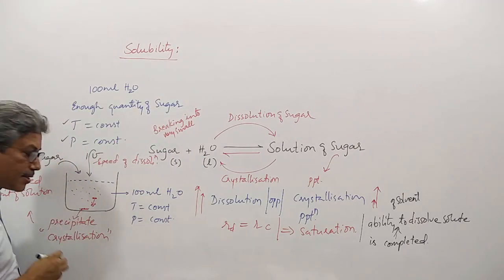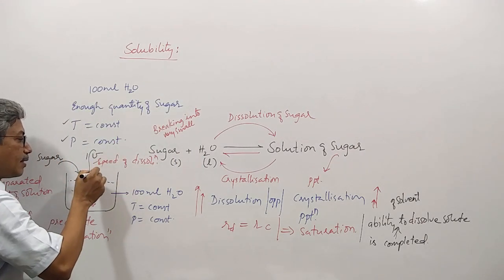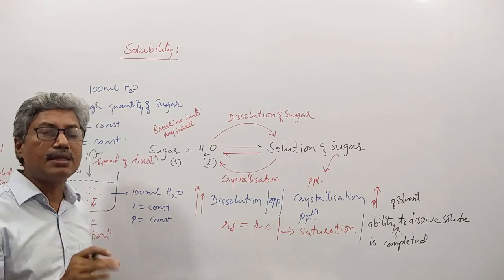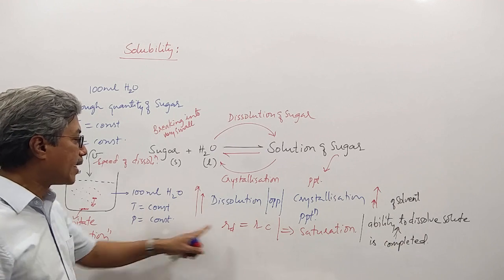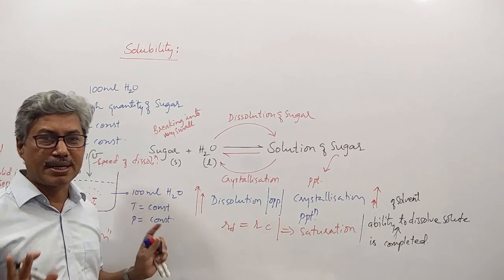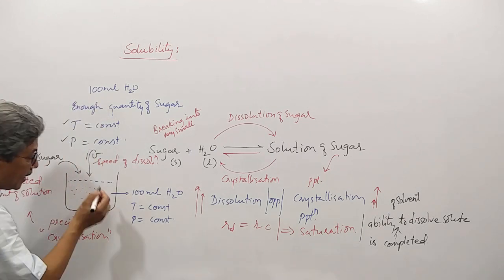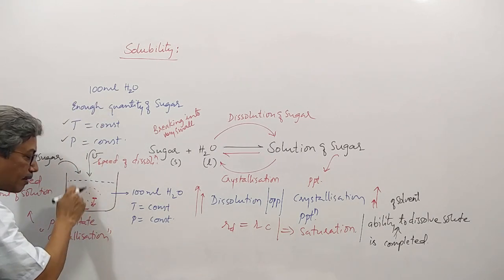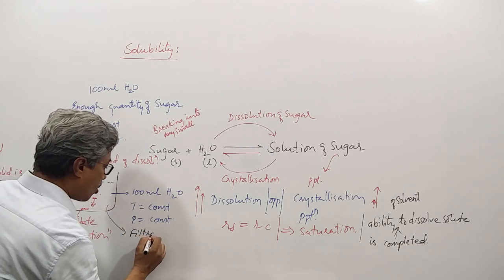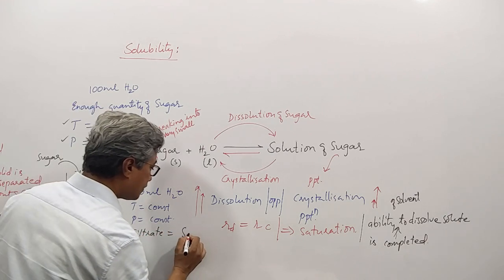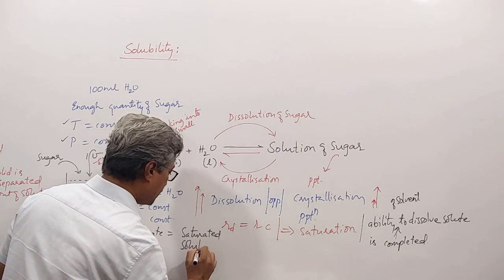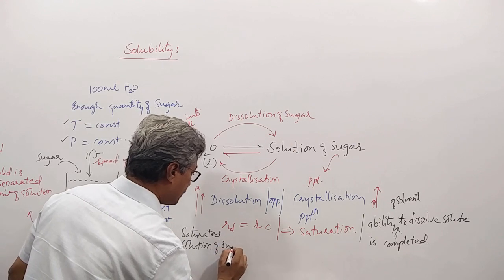Upon reaching the saturation stage, no matter how much sugar you add, even a crystal of sugar cannot be dissolved as long as temperature and pressure remain constant. That means after that you remove it, you filter it. The filtrate obtained is called a saturated solution of sugar.